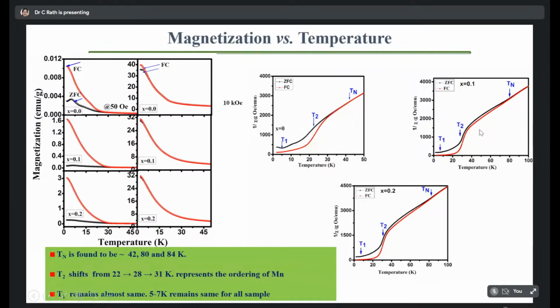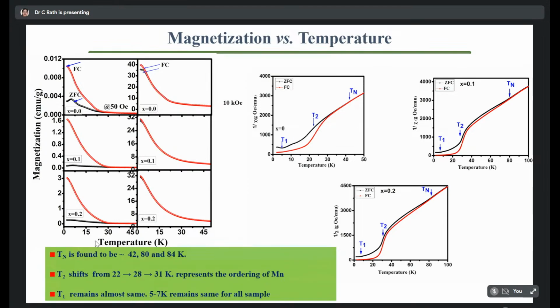In all this feature, one can see the temperatures T1, Tn and T2. There is a slope change at two different temperatures. T2 shifts from 22 to 28 K, and then approaches 31 K, which represents the ordering of manganese. T1 remains almost the same, 5 to 7 K for all samples, and represents the ordering of the gadolinium. At lower temperature, this rare earth element orders, and at higher temperature, at T2, manganese ordering occurs.